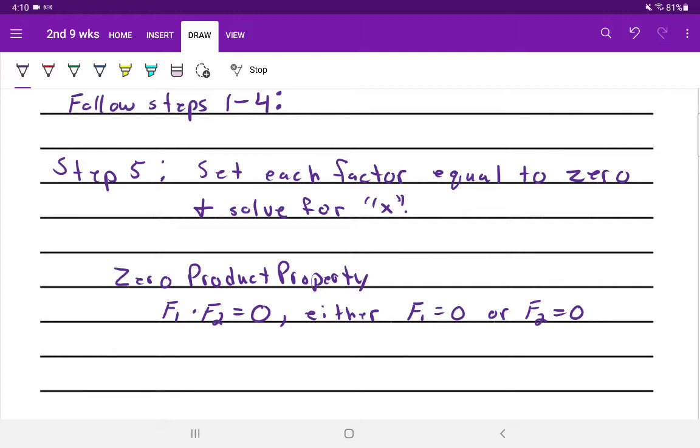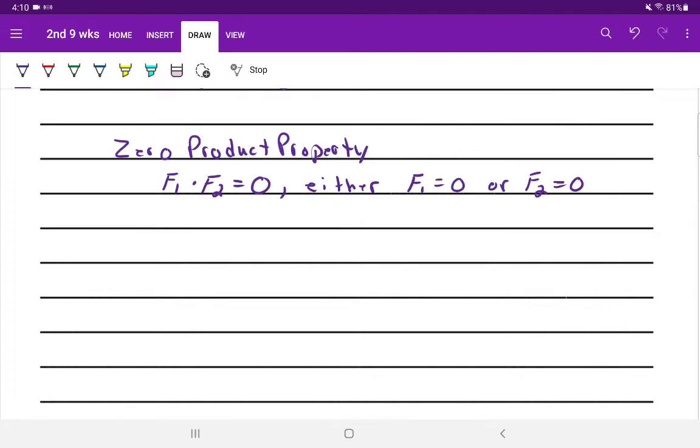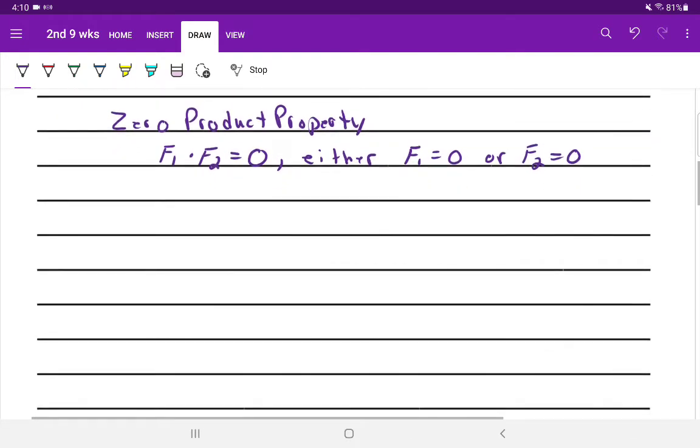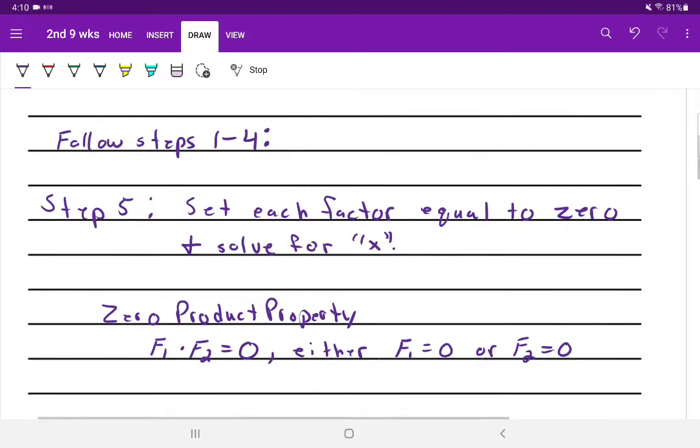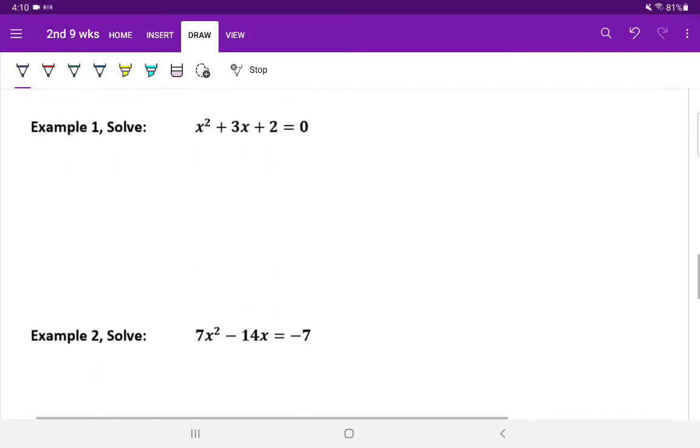So it's going to look exactly the same way, except we're going to take it a step further and apply the rules here. All right, so on the back side of the notes, here are your examples.